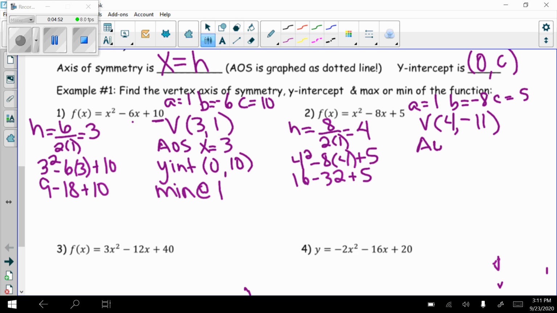My axis of symmetry is the line x equals 4. My y-intercept, 0, my c value, which was 5. The parabola opens up, so again, I have a minimum at my y-coordinate, negative 11.